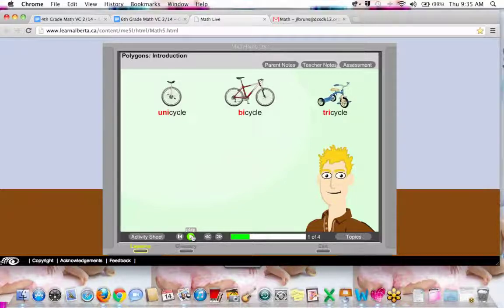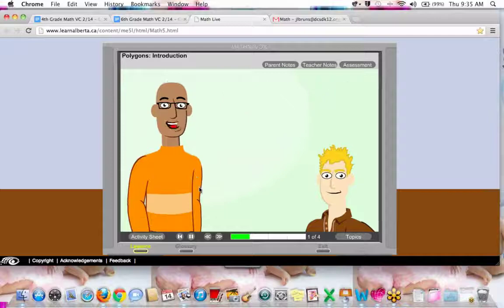Hi, Ashley. Welcome. Just as you can tell a lot about a cycle by looking at its name, you can tell a lot about a shape by looking at its name. Let's look at some examples.